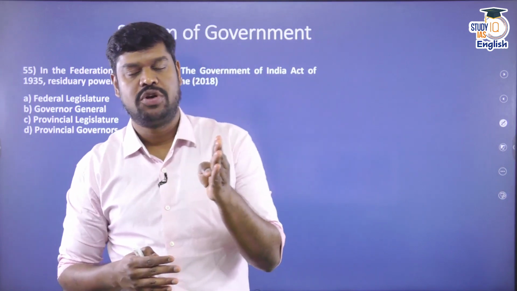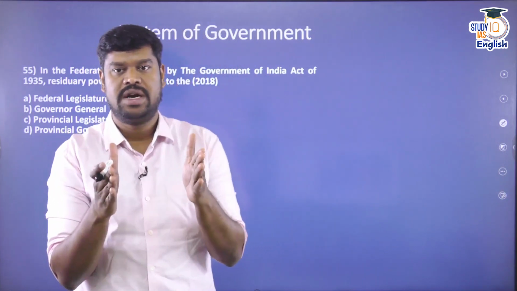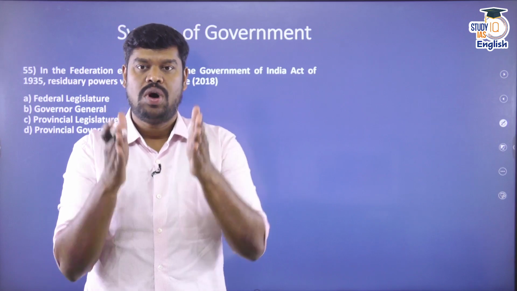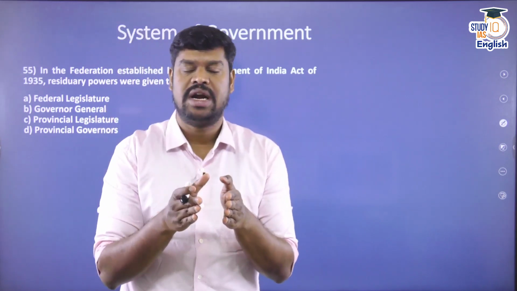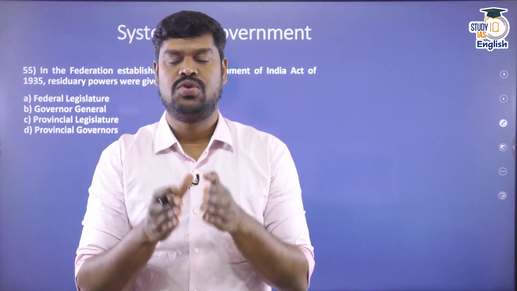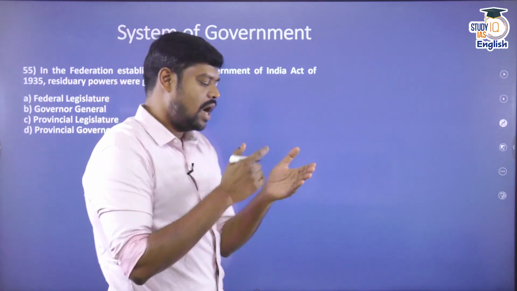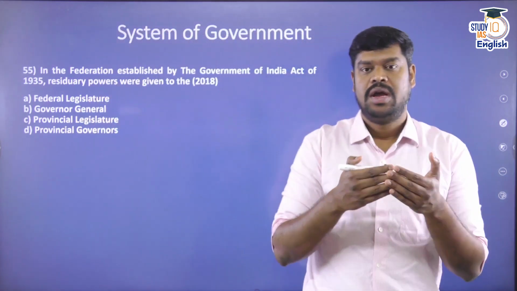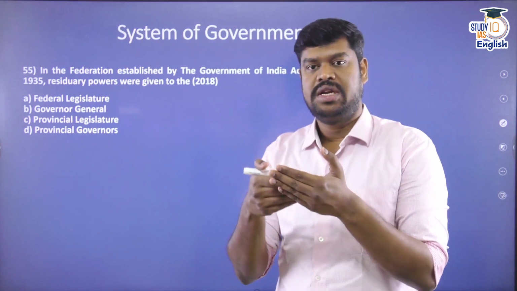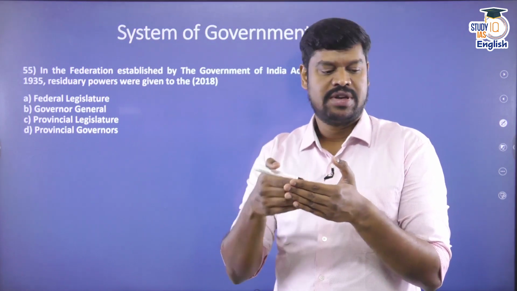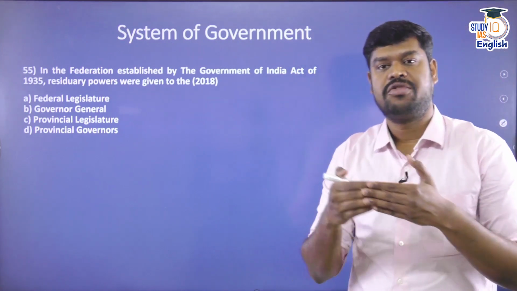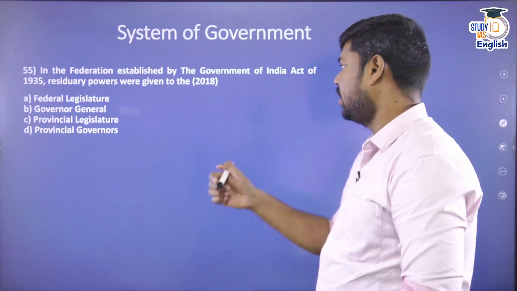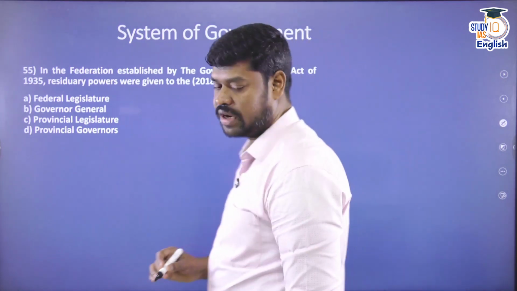Independence, we got it in 1947. So, between 1947 and 1950, how was our country governed? Even after independence, it still continued to be governed under the Government of India Act 1935. So, that is the relevance and importance of this Act. And also to understand further, for the first time in British India, federalism was introduced by the Government of India Act 1935. It is the Government of India Act 1935 that introduced federalism.